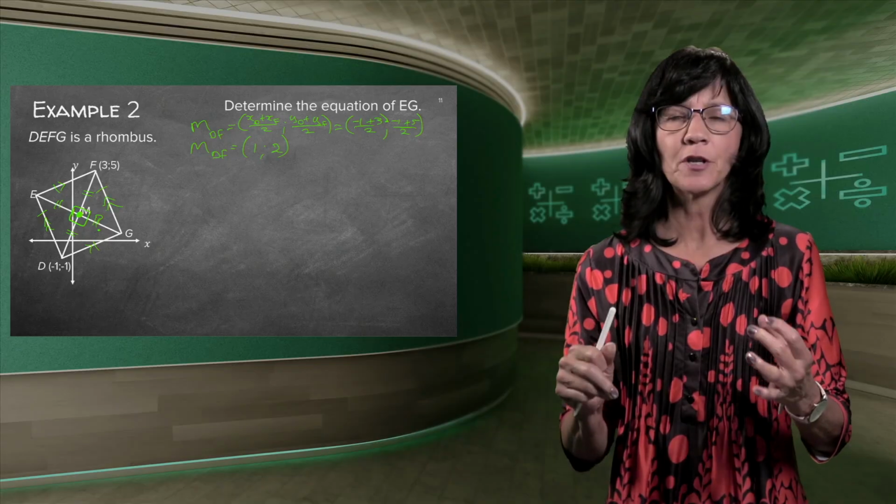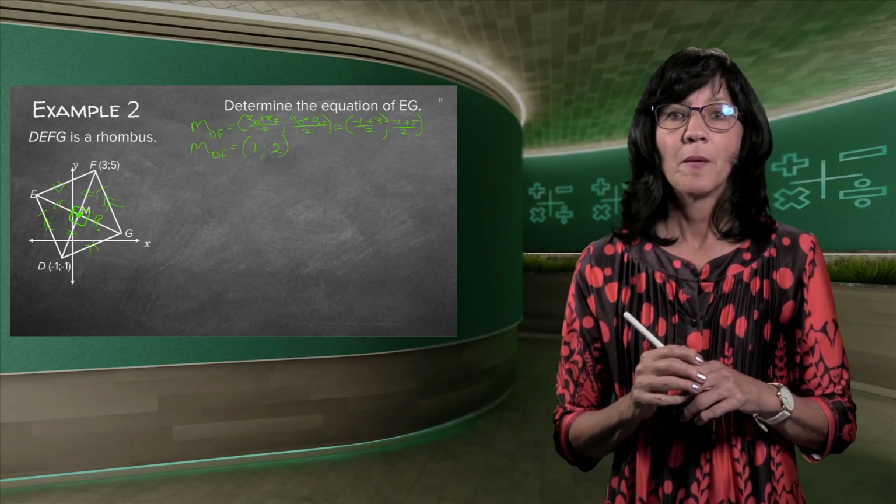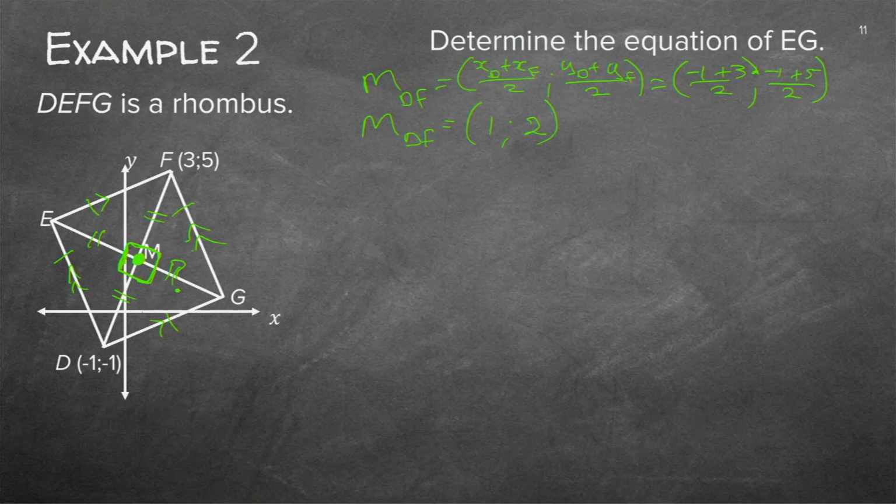I, at this moment, only have a point on the line. I do not have anything else. But do you also agree? What did you mark here in the middle? These lines are perpendicular. So if I can find the small m gradient of DF, then I know that line is perpendicular to EG. Then I can find the gradient of EG. And then I've got two pieces of information. I've got the point M, and I've got the gradient. That's all I need, the gradient and a point, as you can recall from one of the previous lessons.